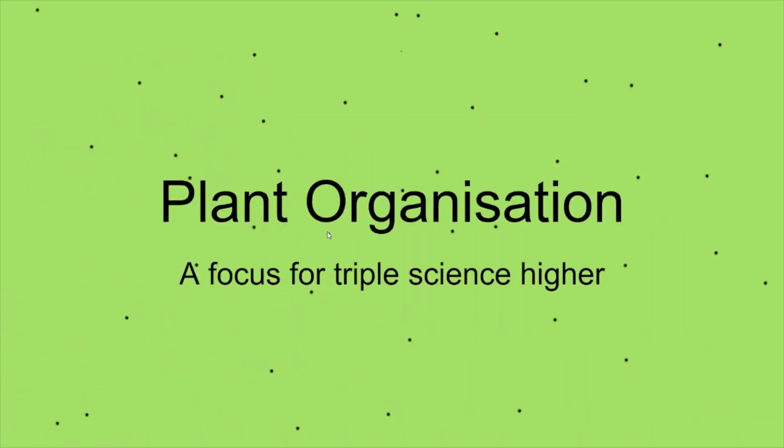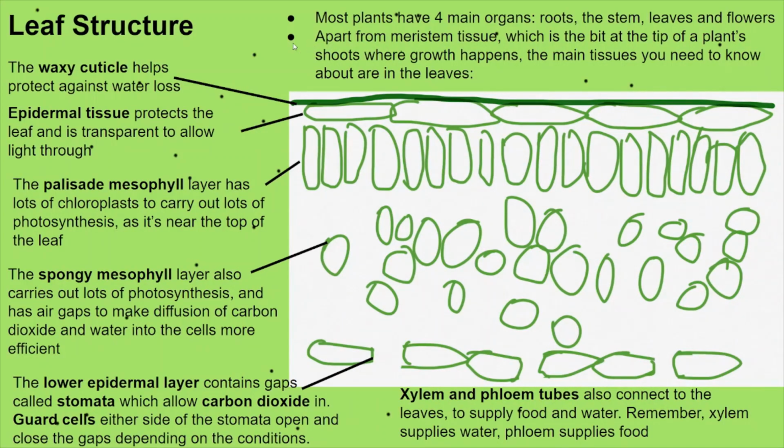If you're combined science higher, you can skip to the end. And this is going to be a major focus for the triple science higher exam. So the structure of the leaf we're going to look at first, because there's lots of important plant tissues in there. Most plants have four main organs. The roots are an organ, the stem is an organ, the leaf is an organ because it's made up of all these tissues, and again the flower or the reproductive organ is another organ.